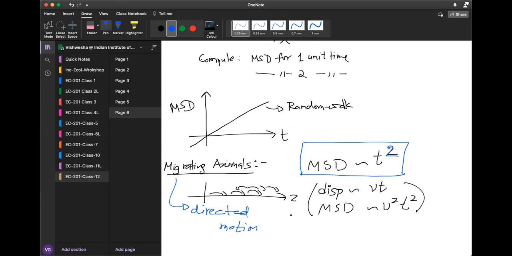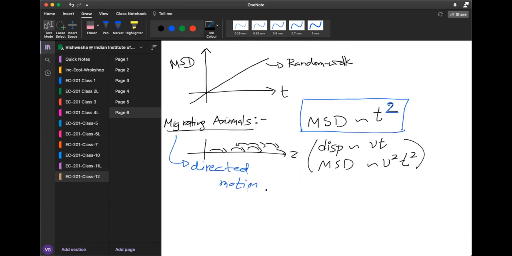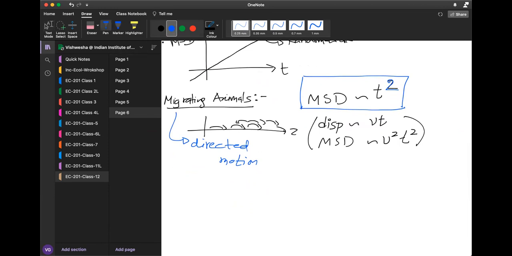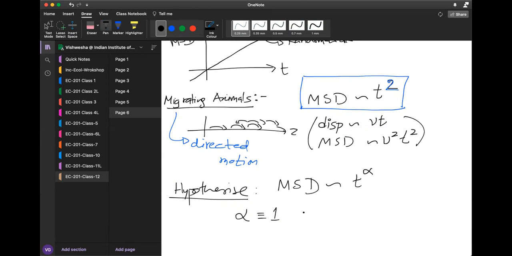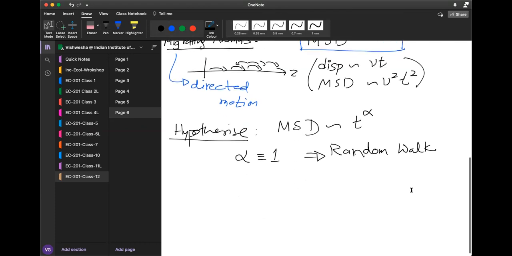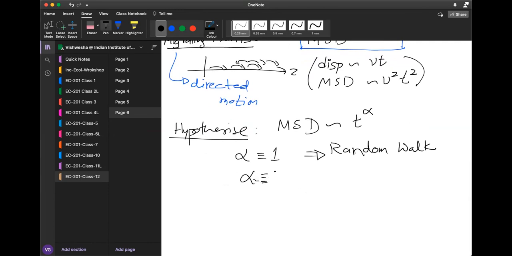Now you can generalize. You can say maybe animals neither do a perfect random walk, nor are they always migrating. So you can hypothesize or conjecture that the general form of mean square displacement is of the form t to the power alpha. If alpha is equal to 1, we have what we call random walk. It's also called Brownian motion. If alpha is equal to 2, we have what we call ballistic motion. Ballistic is very directed motion. And what may happen is many animals live in between, in an intermediate regime.